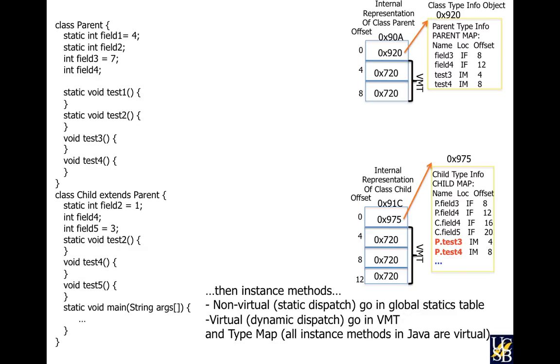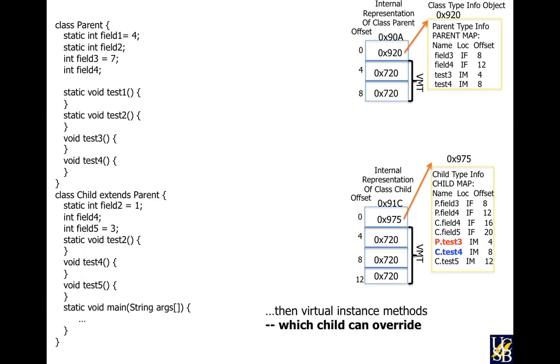Only this time we do something a little bit different when we start to consider the instance methods in child. In particular, we don't just add test 4 from child like we did for fields. In this case, we overwrite test 4 because methods are dynamically dispatched, and so they overwrite the inherited versions. We inherit test 3, and that stays the same. That'll be the same method that's in parent.